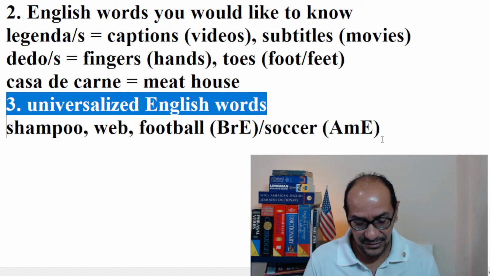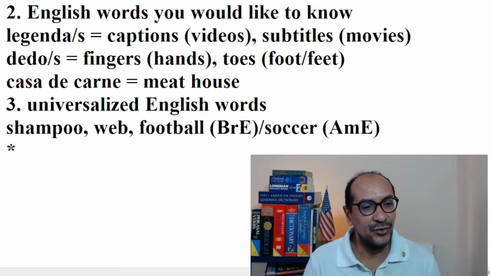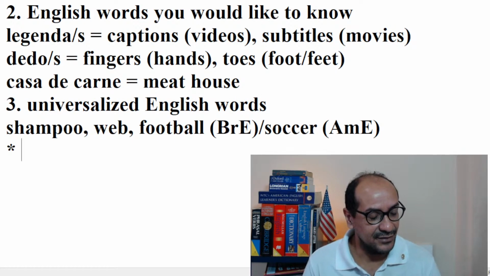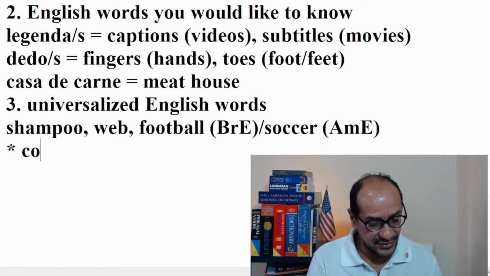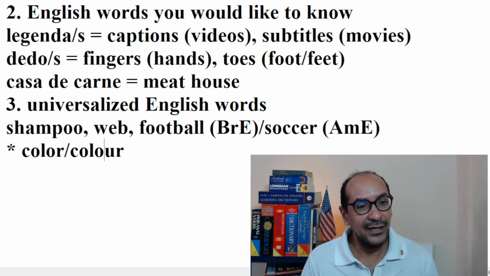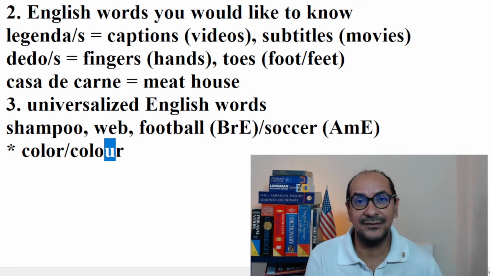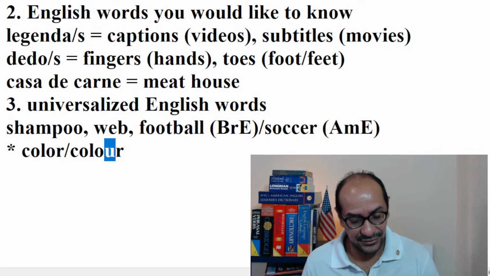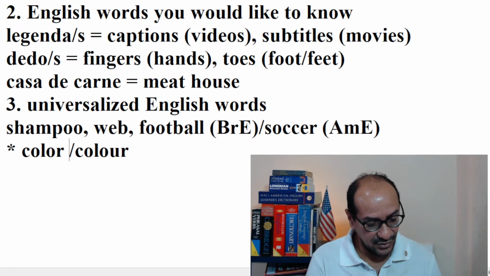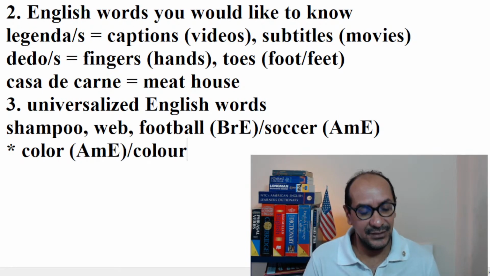Because sometimes people ask, but why do you say, let me think of a word that has a different spelling, like the word color. So you say color and colour, for example. Why do I use one sometimes and why do I not use it? Well, because one is American English and the other is British English. So this is American English and this is British English.